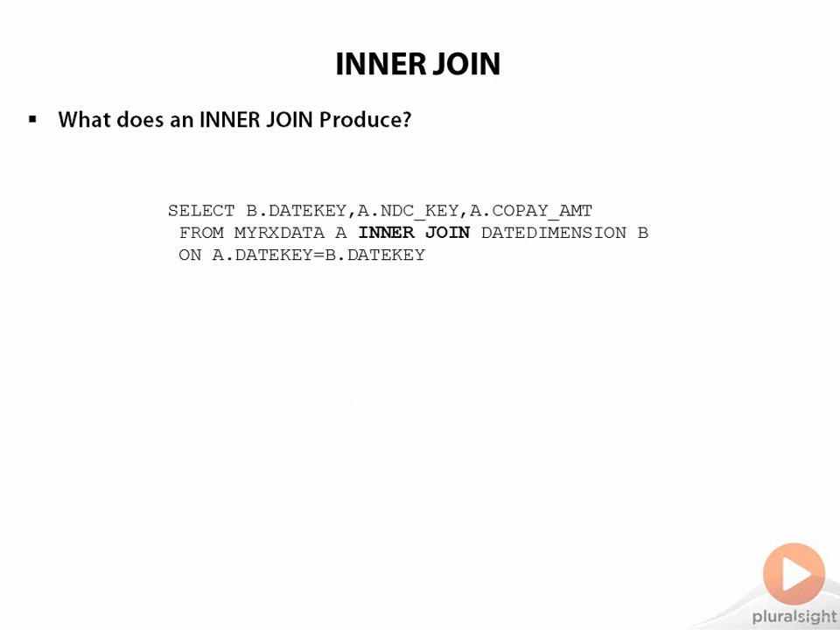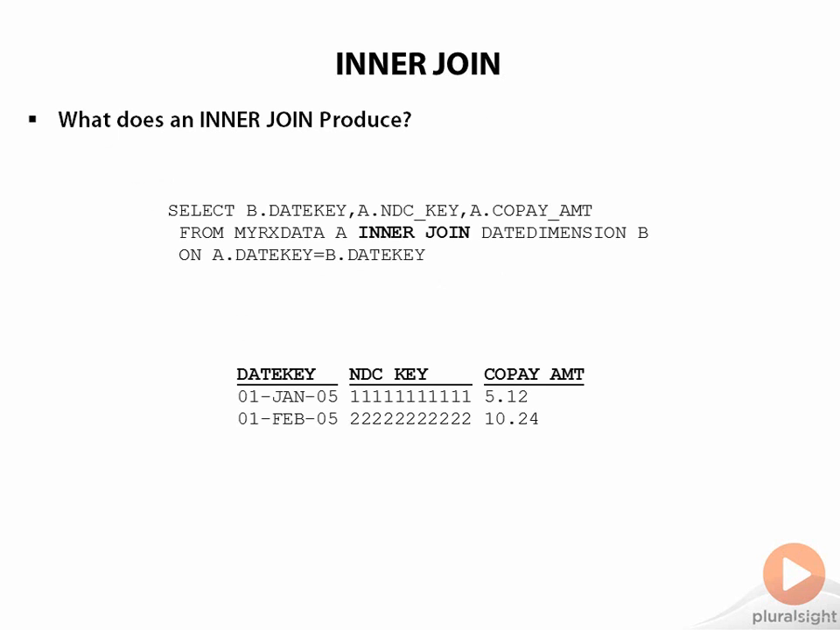So let's take a look at what the inner join would do if we would actually try to do an inner join. What does an inner join actually produce? Here's standard SQL using an inner join between my Rx data and the date dimension table. I'm joining by the date key. And you'll notice that we wind up with, lo and behold, just those two rows of data. Who knew? So obviously, it's not producing what we want. We just get back our original data.